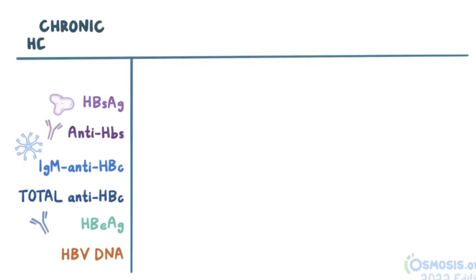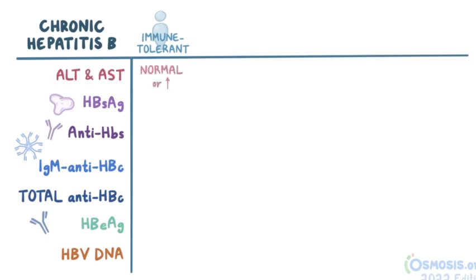Finally, there's chronic hepatitis B infection, which has a few phases. The immune-tolerant phase usually develops in individuals that are infected during birth, and it can last a few decades. There's minimal liver inflammation, so the ALT and AST may be normal or slightly elevated. During this phase, hepatitis B surface antigen is positive, and anti-HBs is negative. And because it's chronic, IgM anti-HBc is negative, while total anti-HBc remains positive.